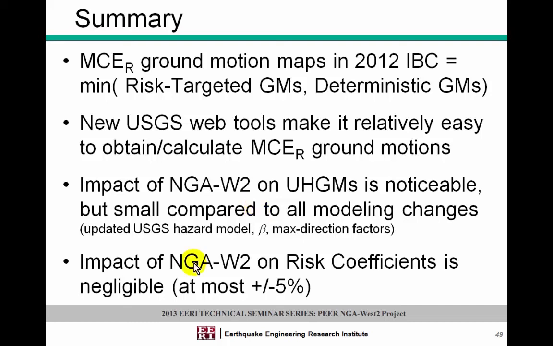And then the last one is, the impact of NGA West 2 on the risk coefficients is really pretty negligible, plus or minus 5%. And in fact, the impact of all the modeling changes on the risk coefficient isn't that great. Those risk coefficients are pretty robust. They just depend on shapes of hazard curves. So again, unless you do something pretty drastic, you're not going to see an impact. Shapes of hazard curves are quite different in the West and the East, but different modeling of the West, different modeling in the East to date hasn't changed those a lot.